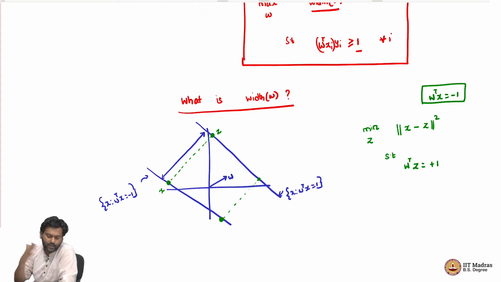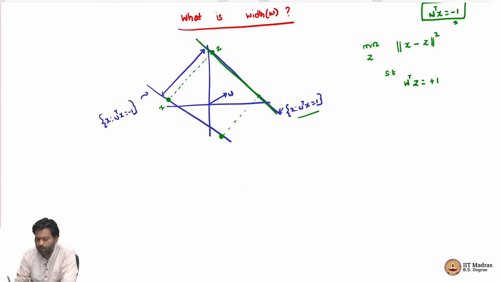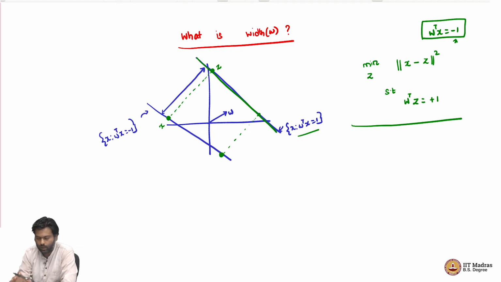So, you want to find a Z on this line such that W transpose Z equals plus 1, and the distance from X to Z should be as small as possible, but what should X satisfy? X should satisfy W transpose X equals minus 1, right. So, now this is an optimization problem in itself, to find this width. Now, we can try to solve this optimization problem. I will not really bother solving this exactly, but you can solve this using something called the method of Lagrange multipliers. If you are aware of it, you can try it out. We will not do that here in detail.